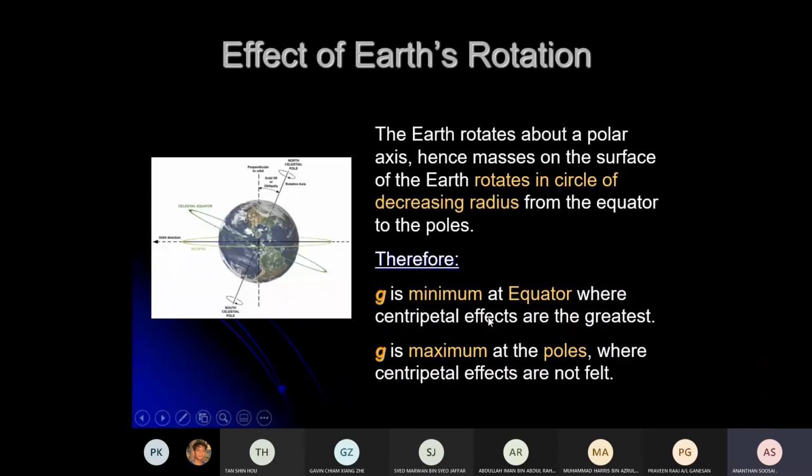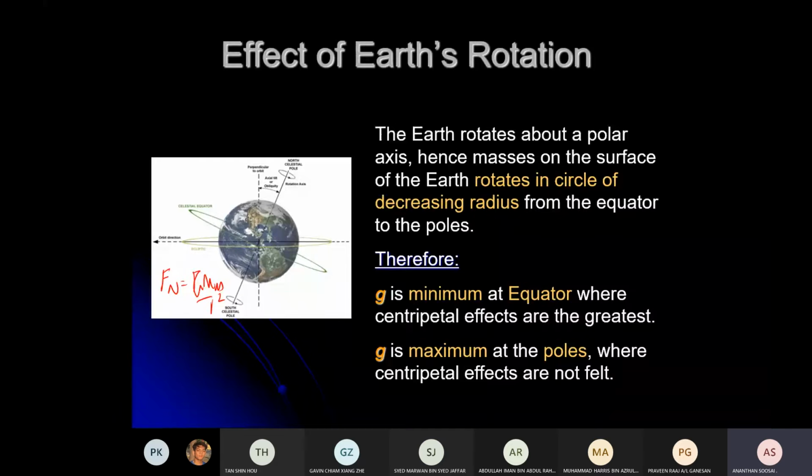Why at the equator are the centripetal effects the greatest? Anyone can explain to me? Why is the centripetal effect greatest at the equator and not felt at the North Pole? Highest velocity? Oh yeah, good, you can say highest velocity. Based on what formula? Again, Fn equals to what? GMm over r squared.